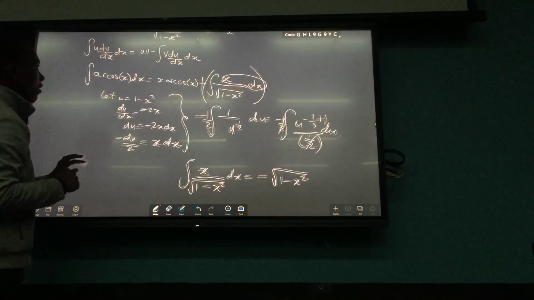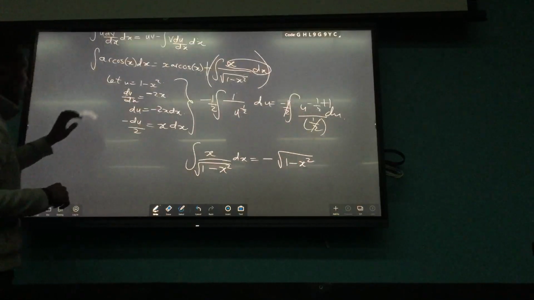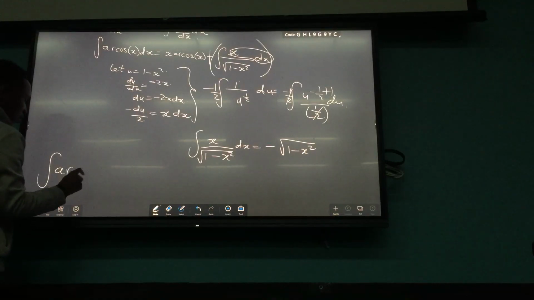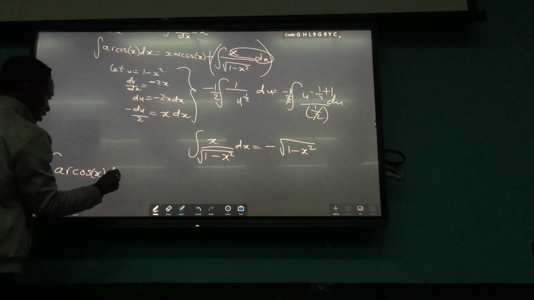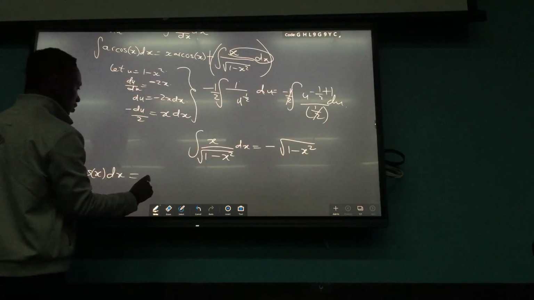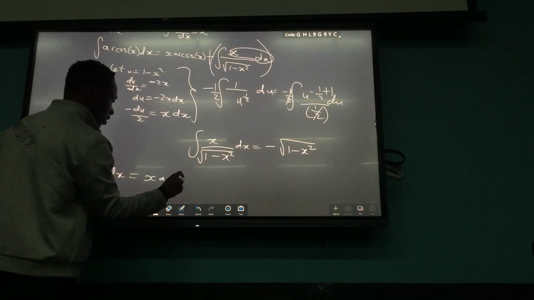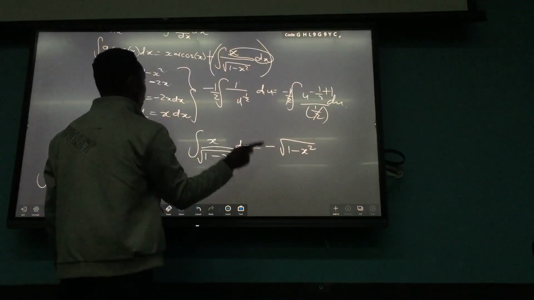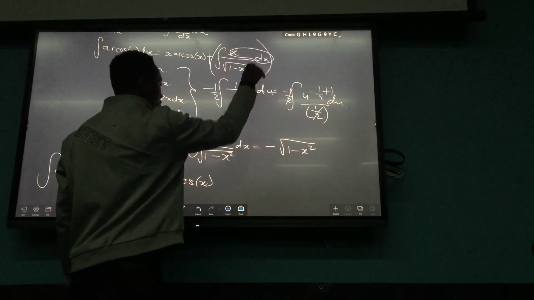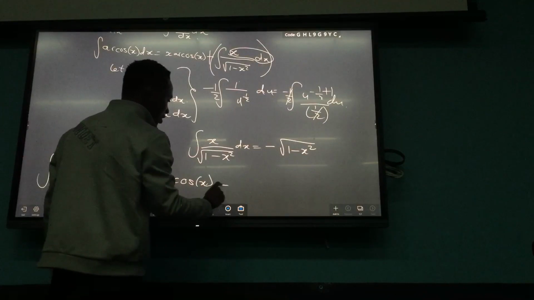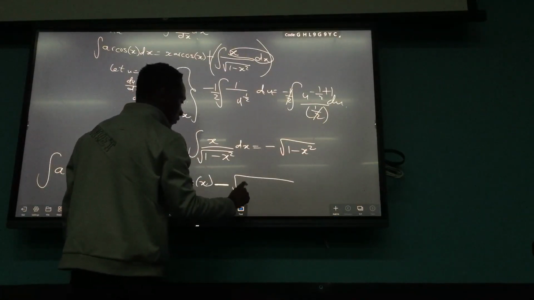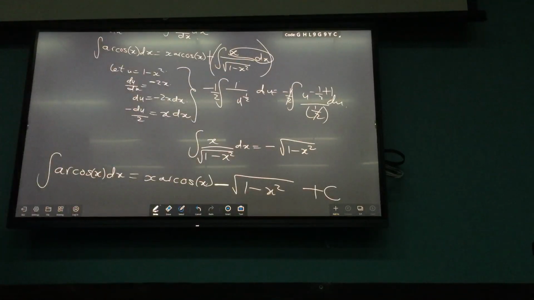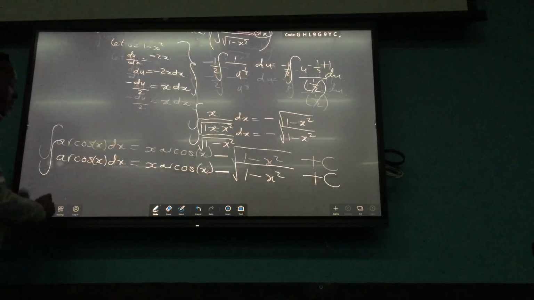So that means our final answer is: the integral of arccos of x with respect to x is equal to x arccos of x, then plus minus the square root of 1 minus x squared, but we're going to just put the minus, right? So we have minus the square root of 1 minus x squared plus the constant of integration c, because we don't have limits of integration. So that's our final solution.